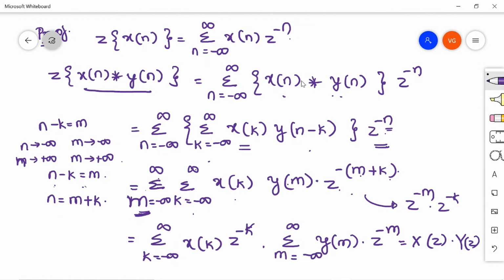Coming to the region of convergence of the convoluted signal, it is nothing but ROC of X of z intersection ROC of Y of z. So this is how the ROC of your convoluted signal is defined here.